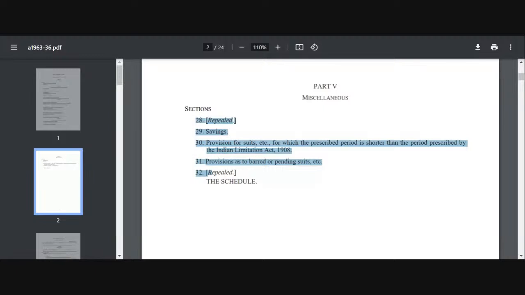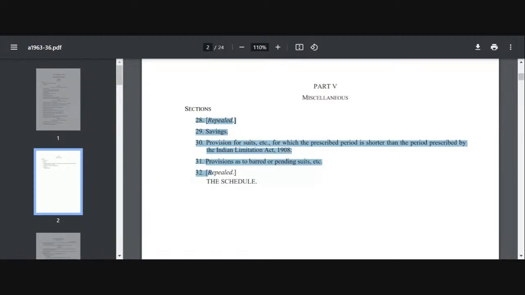Yes, students. You can write in the chat box. Yes, Prachi, right. So there was this act of 1908. Yes, correct. So after that only this act 1963 came.